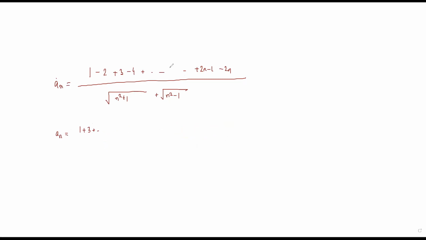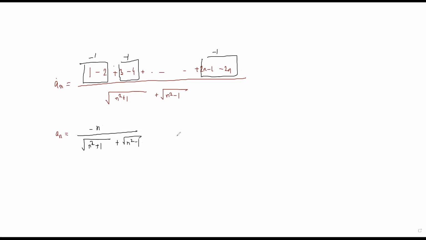So observe the An can be written like this. If you observe it, each pair is minus 1, minus 1, minus 1. So it's nothing but minus n by root over n square plus 1 plus root over n square minus 1. So that work is being eliminated. And therefore, if you divide by n, you get minus 1 over root of 1 plus 1 by n square plus root of 1 minus 1 by n square.